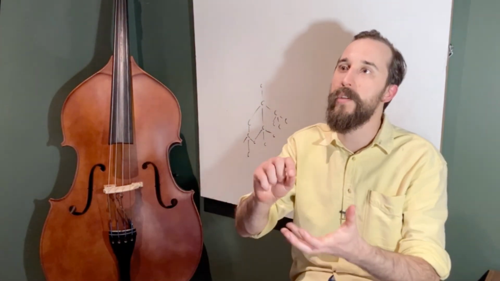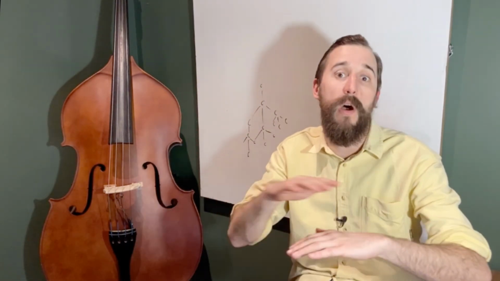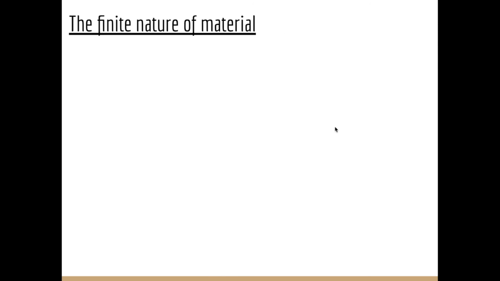Graphite is your lead pencil, so when you're drawing with a lead pencil, what you are doing is just sliding layers of graphene away from one another, and that makes the marks on your paper. So, allotropes of carbon: diamond, graphite, and graphene, and then our other macromolecule, silicon dioxide.